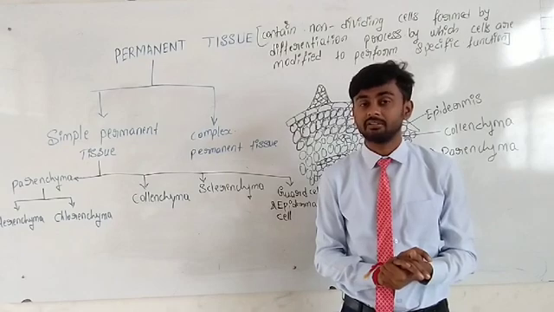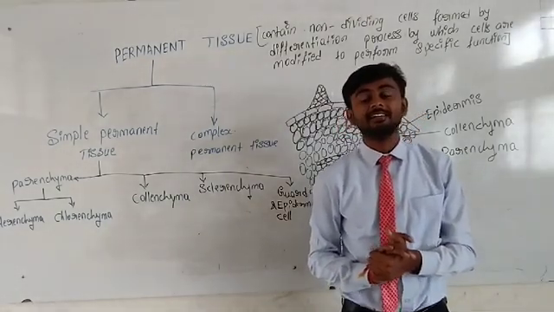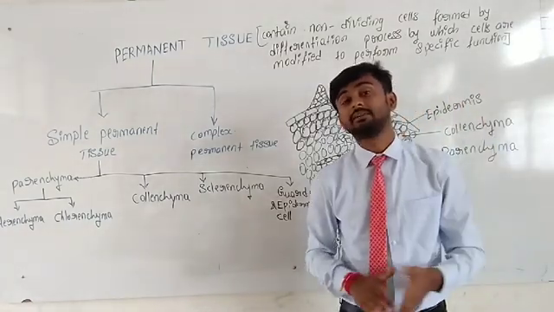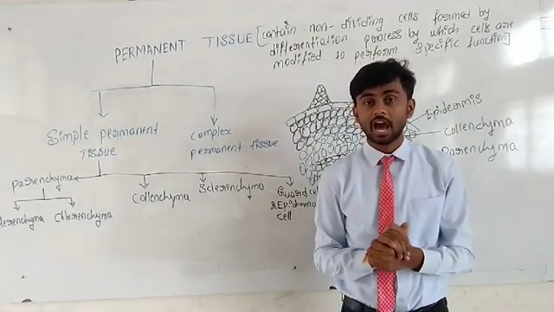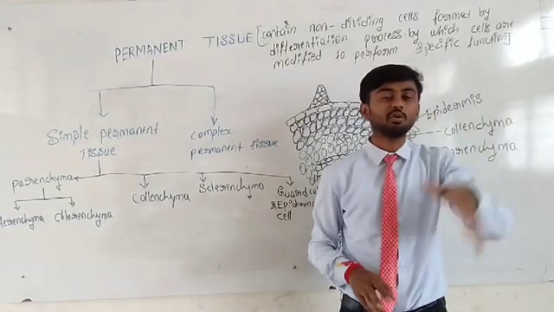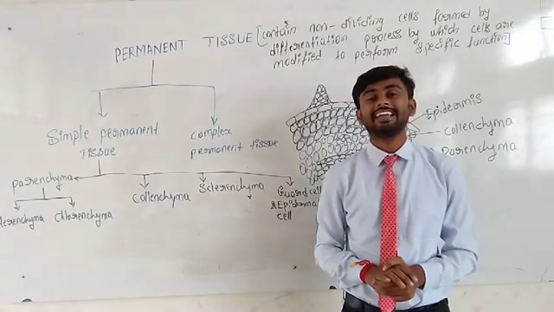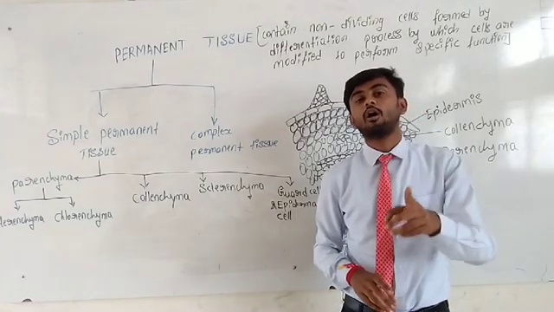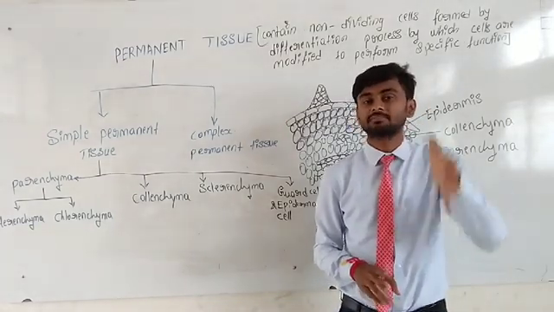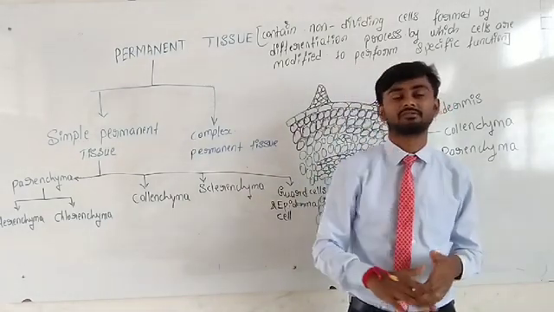We know already very well about the apical. Apical tissues are a type of meristematic tissues. These are present in the tip portion, the tip of the root or the tip of the stem. So that is responsible for increasing the height of the plant, the length of the root or the stem. That is the apical meristematic tissue.